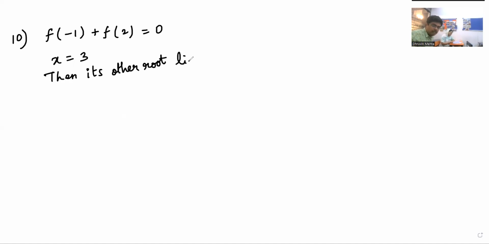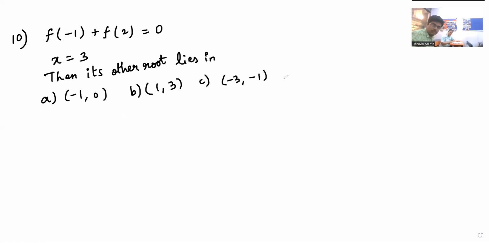lies in which interval? The intervals are: a is -1, 0; b is 1, 3; I'm not asking you anything, I'm just reading the question; c is -3, -1; and d is 0, 1.